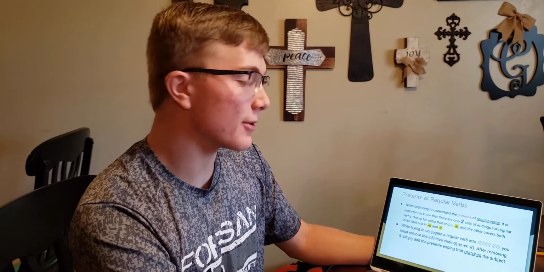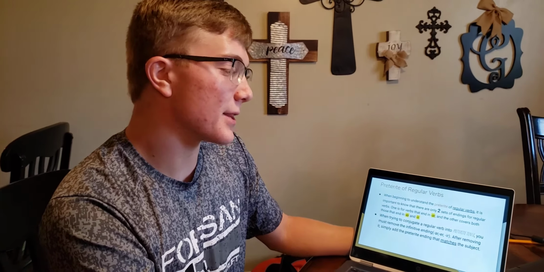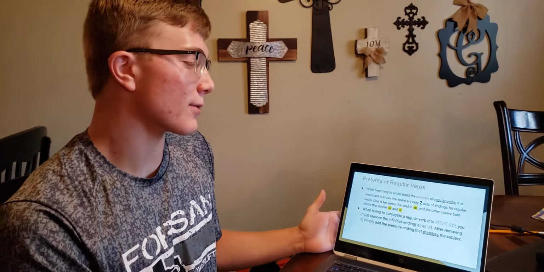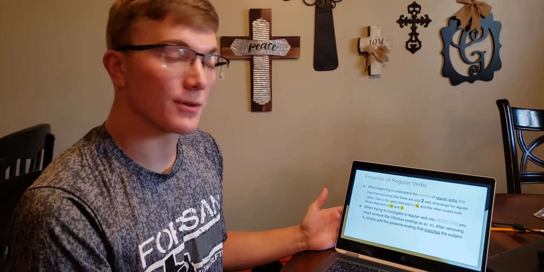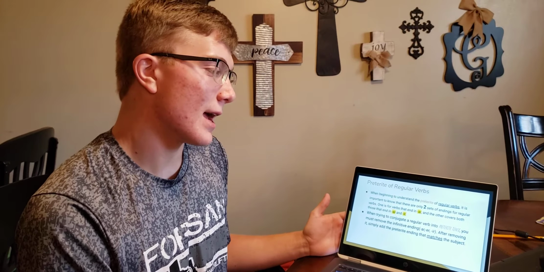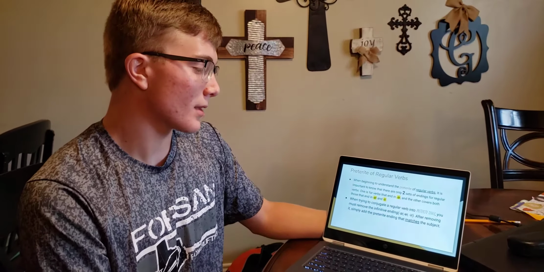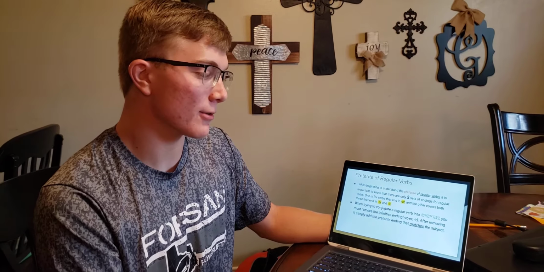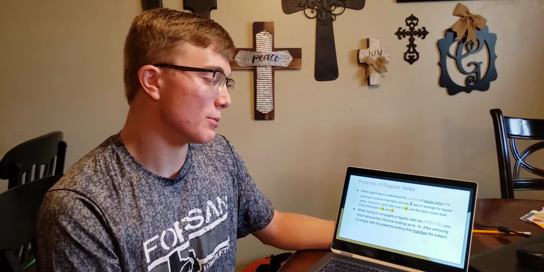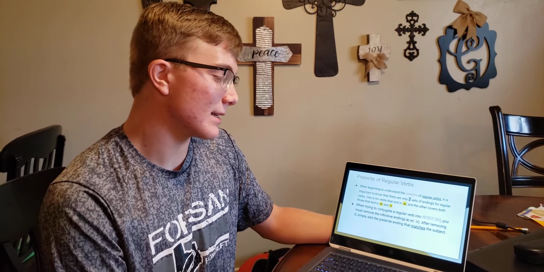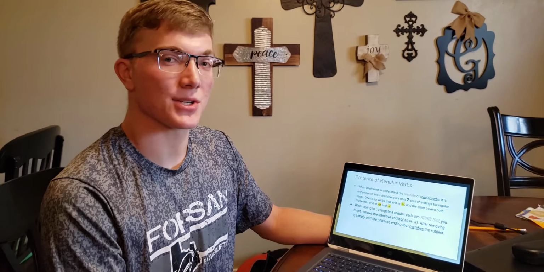The preterite of regular verbs. When beginning to understand the preterite of regular verbs, it is important to know that there are only two sets of endings for regular verbs. One is for the verbs ending in AR, and the other covers both those that end in ER and IR. When trying to conjugate a regular verb into the preterite tense, you must remove the infinitive ending AR, ER, IR. After removing it, simply add the preterite ending that matches the subject.